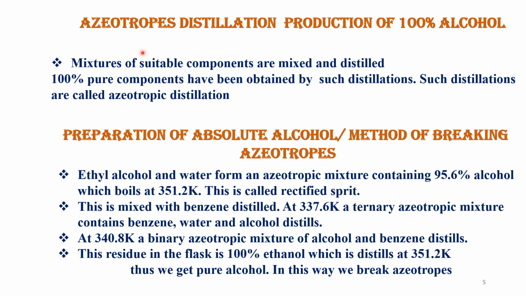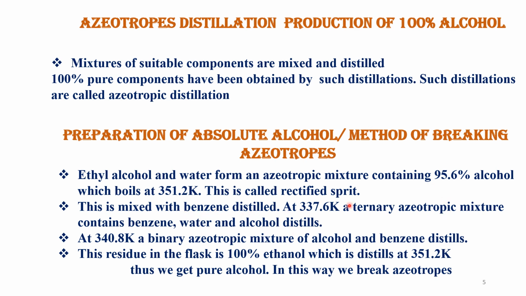Then we move to azeotropic distillation for the production of 100 percent alcohol. Because the mixture of ethyl alcohol and water contains 95.6 percent alcohol and the remaining water. It's called rectified spirit. For the separation of 100% alcohol, we add to the mixture a solution called benzene.